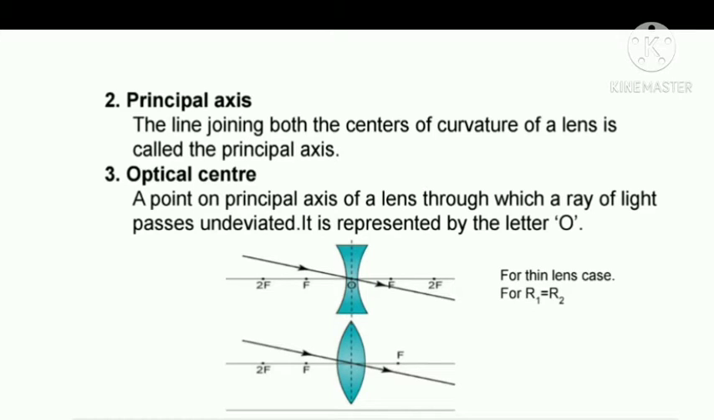Our today's agenda is to discuss principal axis, optical center, principal focus, and focal length of the lens. Here we take two kinds of lens, that is convex and concave. Now let's move towards the topic of discussion.